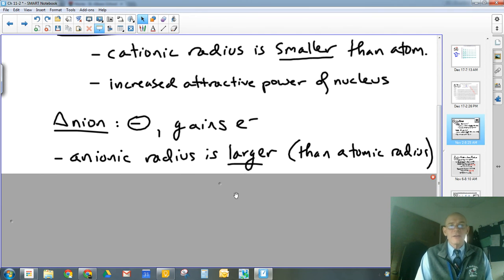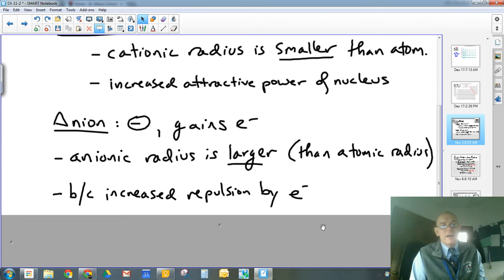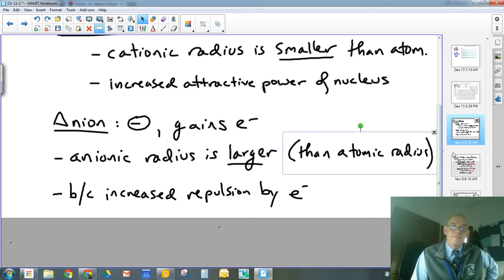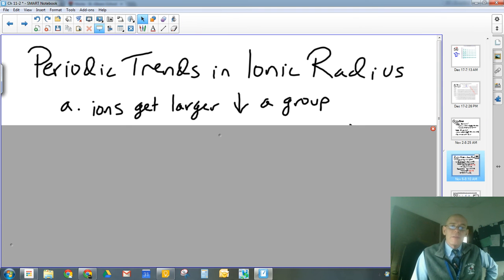The anions are negative, they gain electrons, and the anionic radius is always larger than the atomic radius. And again, that's because there's more repulsion by the increased number of electrons. It has nothing to do with the positives in the nucleus this time. All right, other trends in the periodic table.